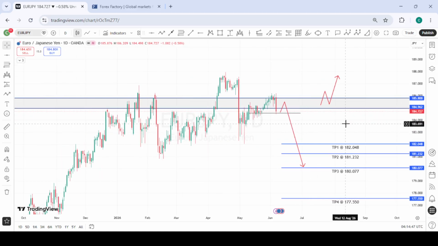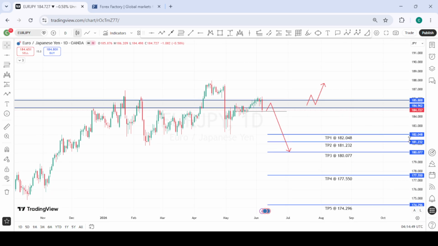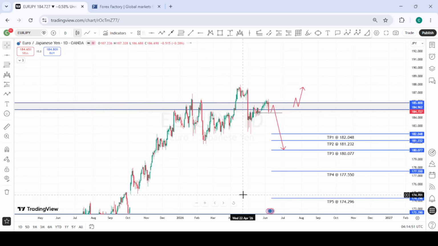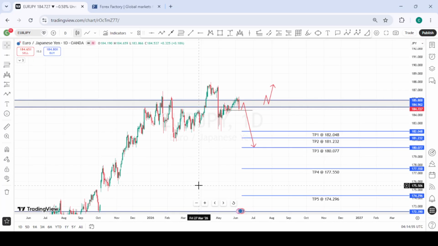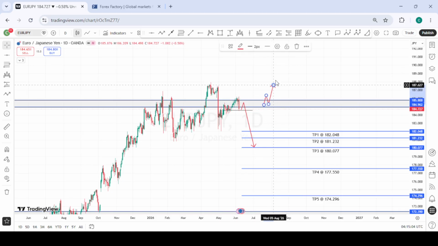So these are the various targets we have for EURJPY to the downside. All we have to do is be patient and see how price pulls back and gives us confirmation to the downside. Should price break above this high, then we know we are going to continue to the upside. Until then, we are bearish on EURJPY.